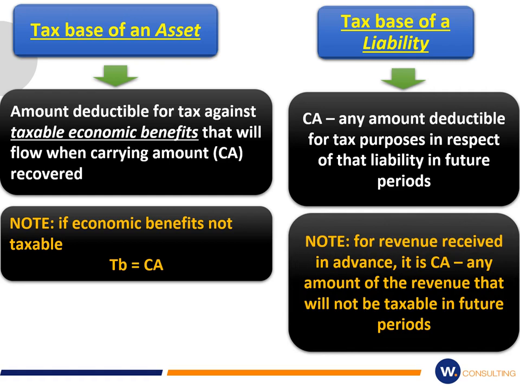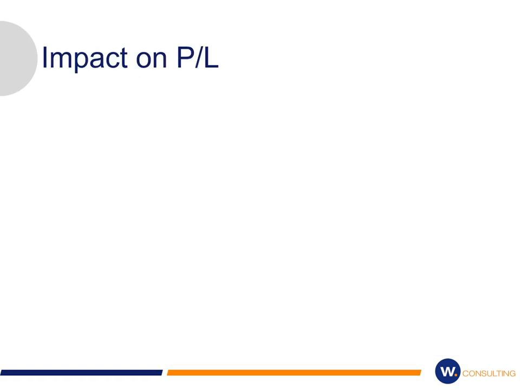And then there's a special rule for income received in advance. For income received in advance, the rule is as follows. It is the carrying amount less any amount of the revenue that will not be taxable in future periods. And we have an example up ahead as we go along.